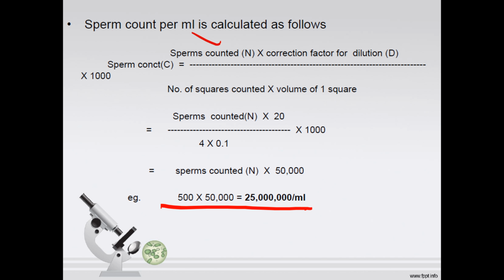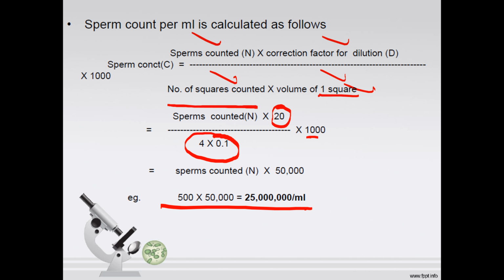So sperm count is the number of sperm counted in 4 boxes, with correction for dilution factor, number of squares counted, and volume of a single square. The sperm count may be different for different patients, but the dilution factor is the same, the number of squares counted is the same, the volume of one square is the same, and the 1000 is totally the same. So finally, if you do not remember anything of the above, just remember one sentence: sperm count multiply by 50,000.